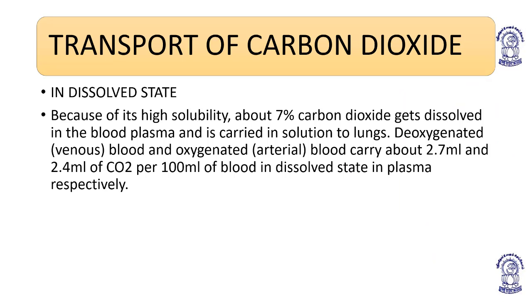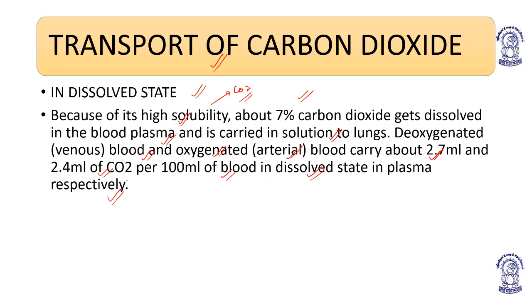Now the transport of CO2, we have to start with the transport of CO2 in dissolved state. Because of the high solubility of CO2 gas, around 7% of carbon dioxide gets dissolved in the blood plasma and is carried in solution to the lungs. Deoxygenated or venous blood and oxygenated or arterial blood carry about 2.7 ml and 2.4 ml of CO2 per 100 ml of blood in dissolved state in plasma respectively.